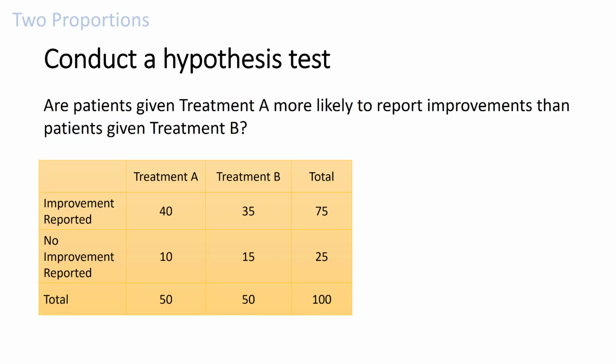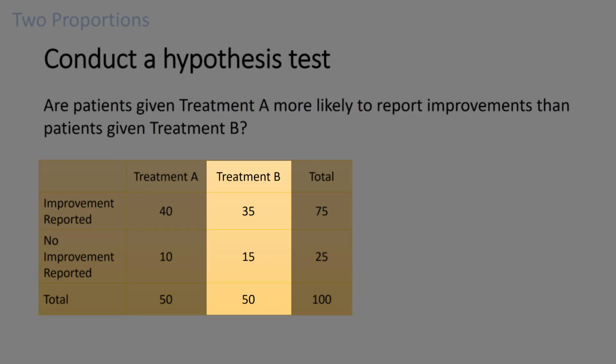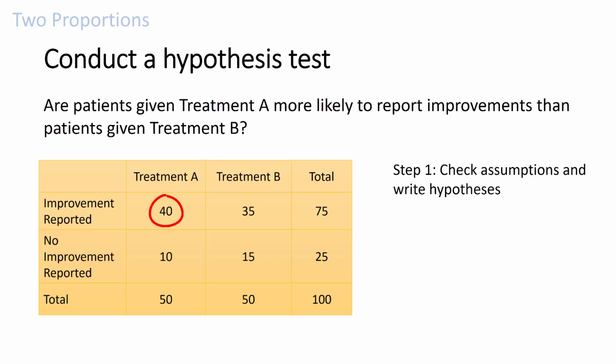Here, our data are presented in a 2-way contingency table. Within treatment A, 40 out of 50 reported an improvement, and within treatment B, 35 out of 50 reported an improvement. We're using the 5-step hypothesis testing procedure again, and step 1 is to check assumptions and write hypotheses. Assuming that an improvement is considered a success, there are 40 successes in the first group and 10 failures, and in the second group, 35 successes and 15 failures.